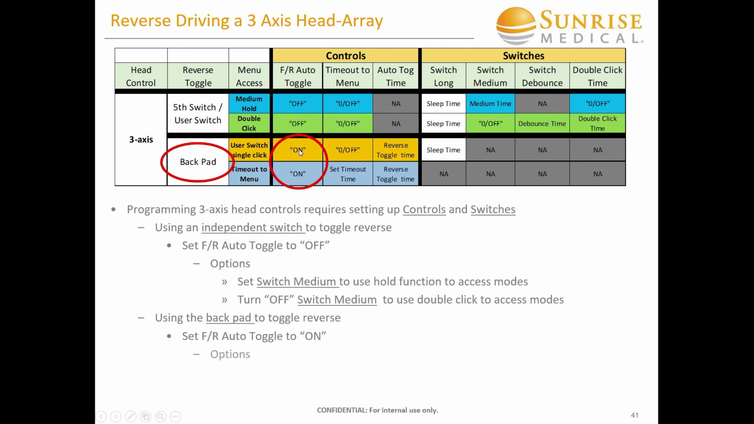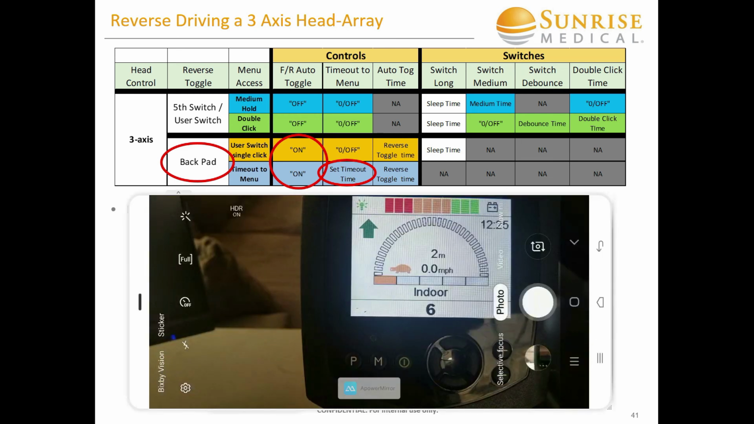Okay, and when we do that, we have a couple of options. We can set the timeout to menu to turn it off, and if you do that, it still requires you to use a user switch to get in and out of the menu. The other option is to use a timeout instead. A timeout allows you to use just simple time in order to get in and out of the menu itself. So let's look at those two options and see what they look like on the programming. So I will switch back to the camera again so you can see that.